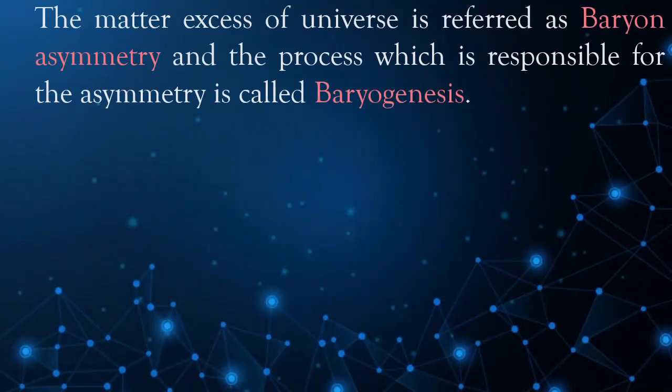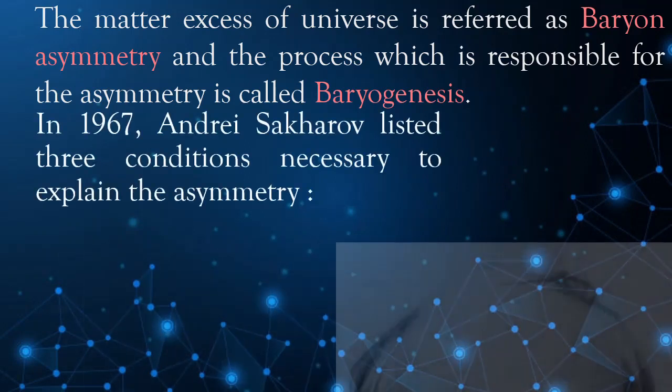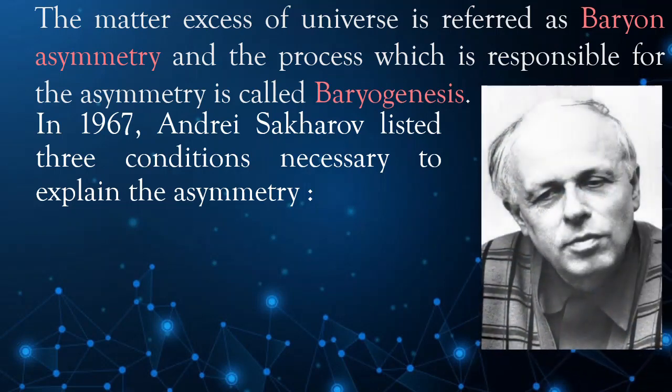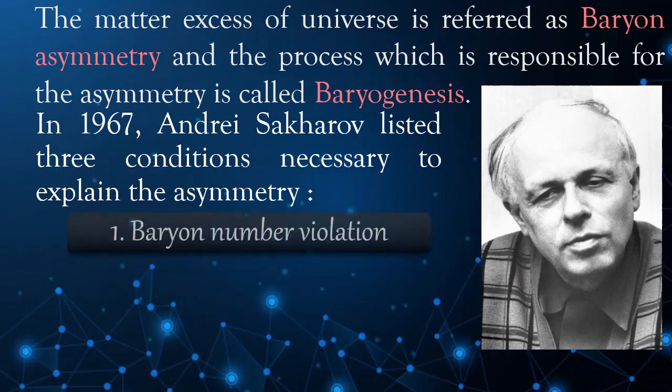The matter excess of our universe is referred to as baryon asymmetry, and the process which is responsible for the asymmetry is called baryogenesis. In 1967, Andrei Sakharov listed three conditions necessary to explain the asymmetry. The first condition is the violation of baryon number, which requires that in the early universe there should be more baryon or matter constituent than antibaryon or antimatter constituent.